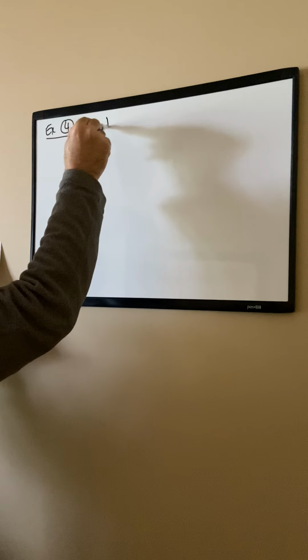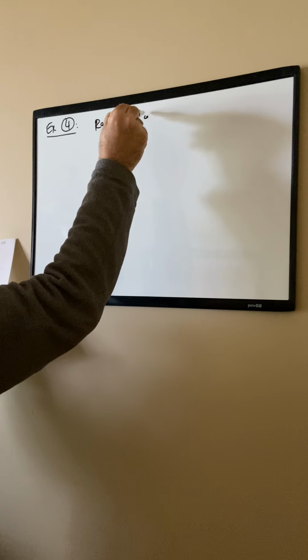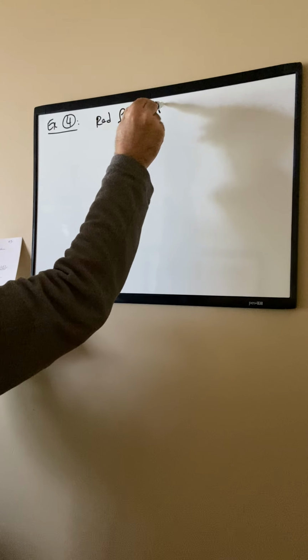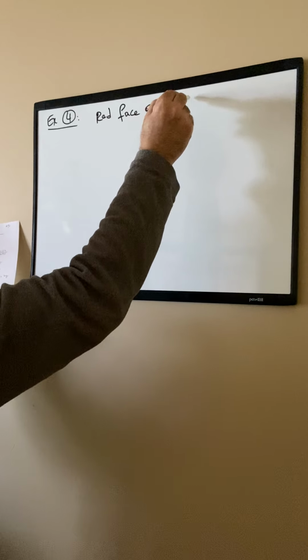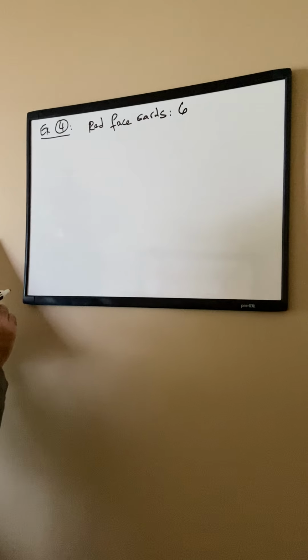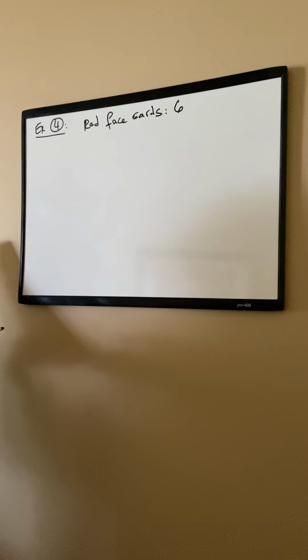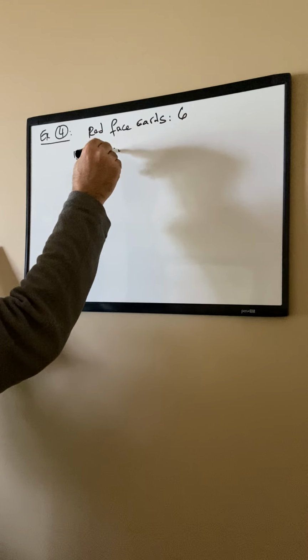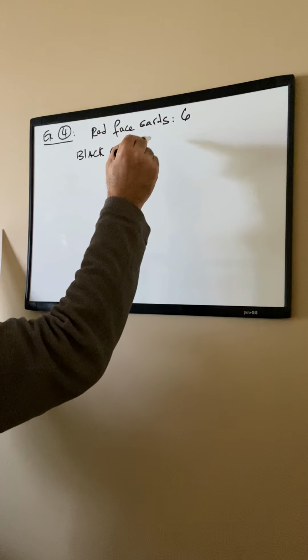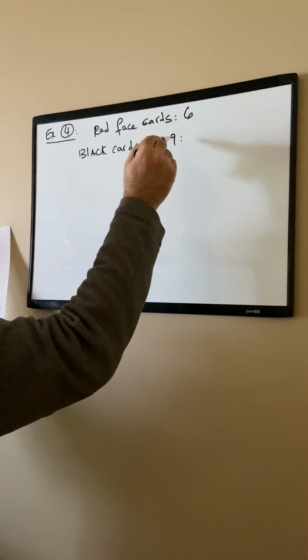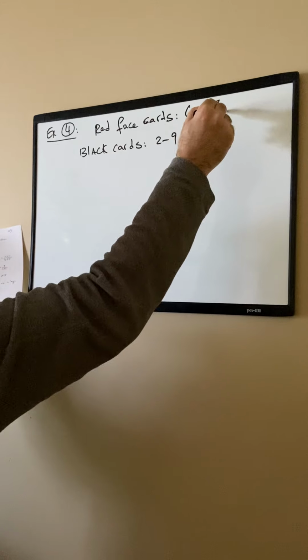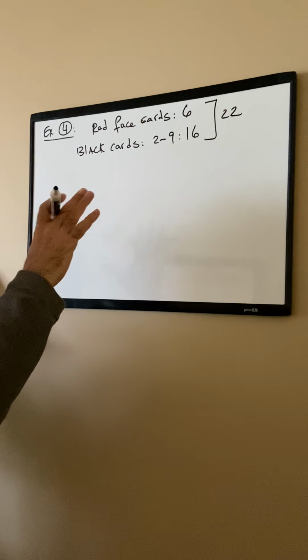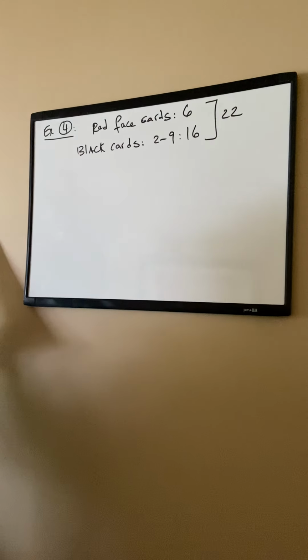Example number 4, we are given a deck of 52 cards, and we are given red face cards in the deck. That means we have 6 of them. We have 3 jacks, 3 queens, and 3 kings. And we are given black cards that are going to be ranging from numbers 2 to 9. So there are 16 of those. So altogether, we are going to work with 22 cards, let's say, in a bag.